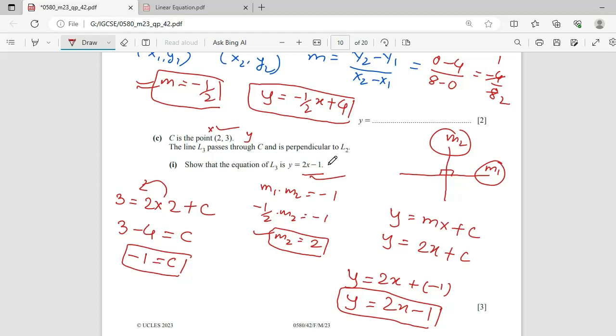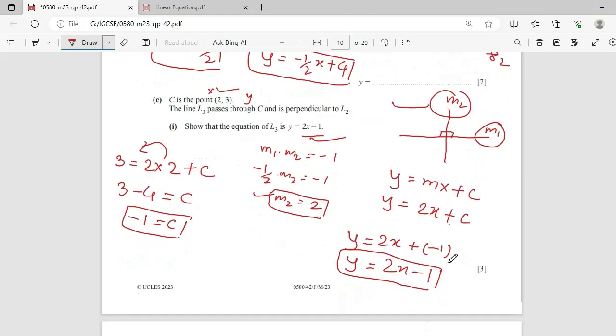So in this question what we did, we applied the logic of gradient. If two lines are perpendicular, then the product of their gradients is always minus 1. From there we identified the gradient of the third line, then we substituted in slope-intercept form, and there was a point given. We substituted the value of C in the given equation because this line is passing through C. After that, once we substituted all the points, we got the value of the y-intercept. Then we substituted back in order to get the final equation.